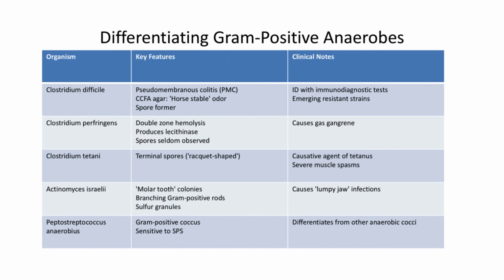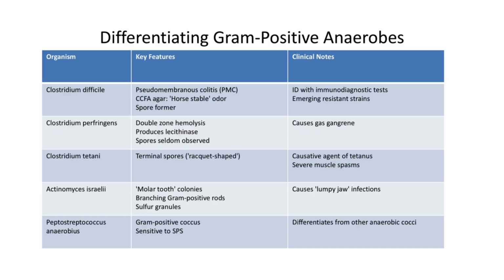Let's focus on differentiating gram-positive anaerobes, which are important to recognize in the clinical microbiology lab. We begin with Clostridium difficile. This organism is well known for causing pseudomembranous colitis, or PMC. It is usually identified with immunodiagnostic tests rather than culture because of safety concerns and time. Emerging resistant strains are increasingly reported. On CCFA agar, colonies have a distinct horse-stable odor. Clostridium difficile is also a spore former, making it highly resilient in the environment.